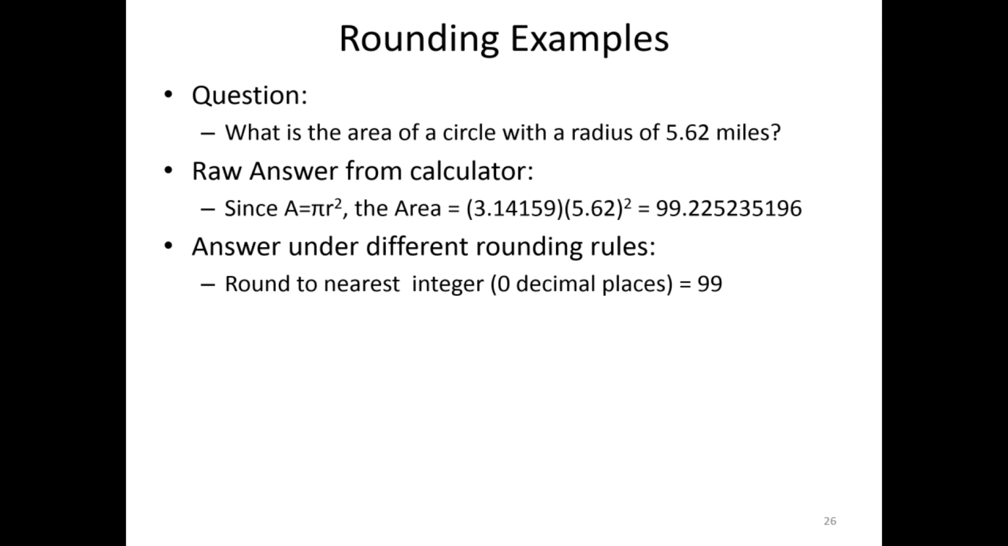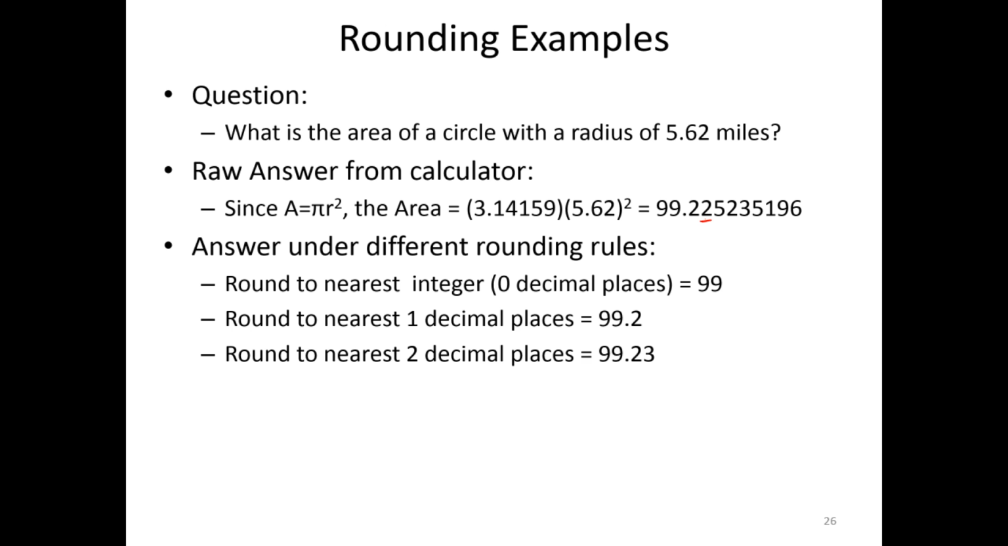So if we're asking you to say, hey, round to the nearest integer, then you would enter 99, because 2, right, is less than 5. Now, what if I say to the nearest 1 decimal place? Well, in that case, it'd be 99.2, because again, the second decimal place, 2, is less than 5. What if I say round to the nearest 2 decimal places? In that case, I'm looking here, 5, it's higher, it's 50, right? So I'm going to make it 99.23.